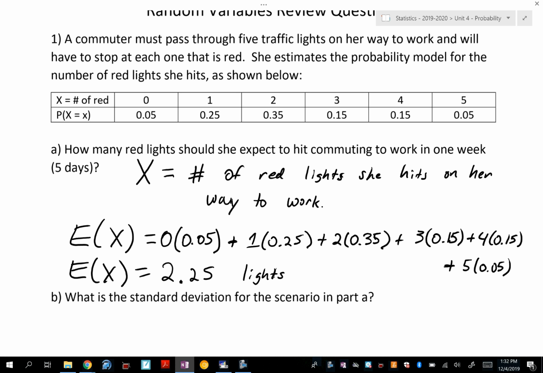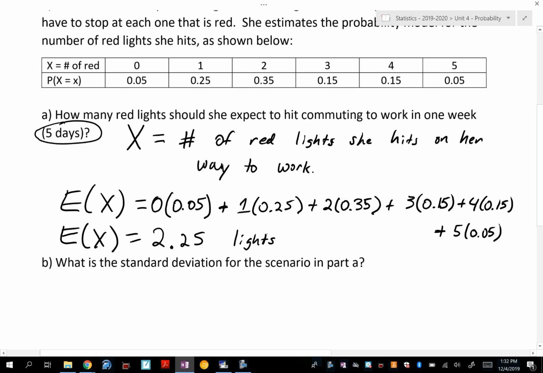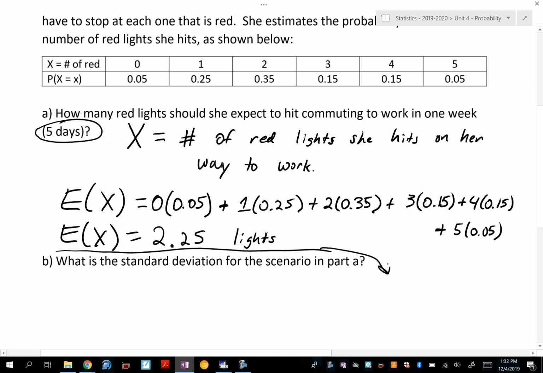But the scenario says for an entire week. So that's 5 days that she's going into work. I know some of you probably did this very quickly, but I really want you to think of it as the expected value for 1 day plus a 2nd day plus a 3rd day plus a 4th day plus a 5th day. So you're going to take 2.25 and add it together 5 times. You learned in elementary school that repeated addition is just multiplication, so you were okay if you multiplied 5 times 2.25.